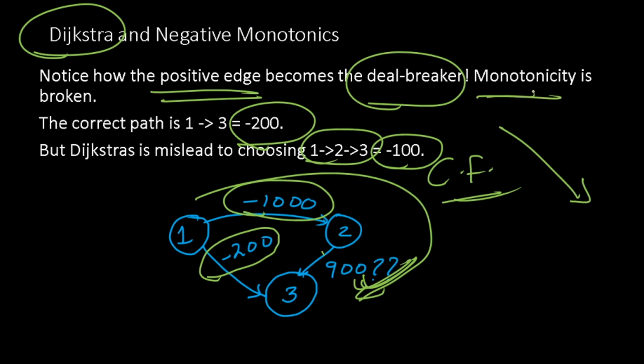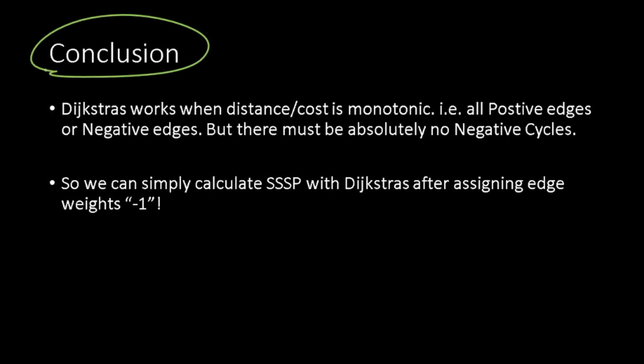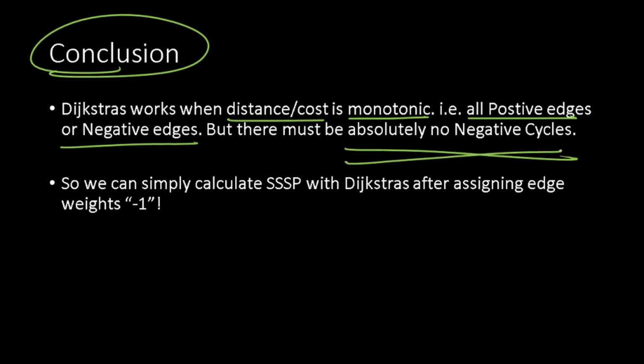So as long as we are monotonic, as long as we are constantly positive, we are okay. Constantly negative, we are okay. So the conclusion: Dijkstra's works when distance or cost is monotonic in nature. All positive edges or all negative edges. But there absolutely must be no negative cycles. Pay keen attention to that assumption.